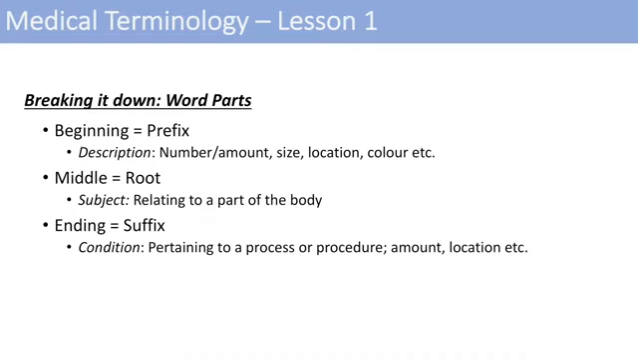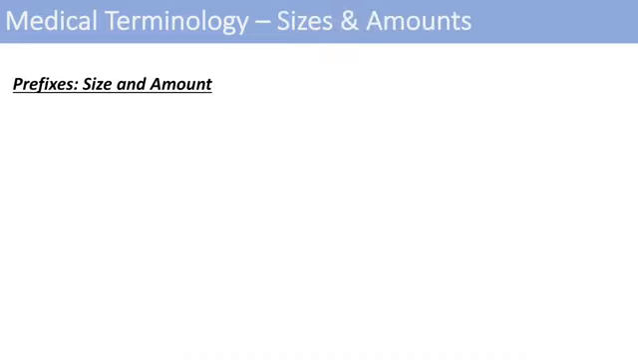And the ending of the word is called the suffix, or what I like to call the condition of the word, which details the process or procedure, but can also tell you about the amount and location, or other things as well. So just to give you guys a brief background about certain prefixes that are commonly used, one of the first ones you probably hear of is macro.